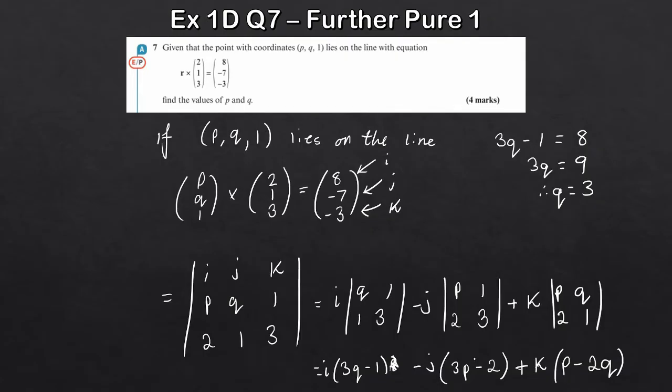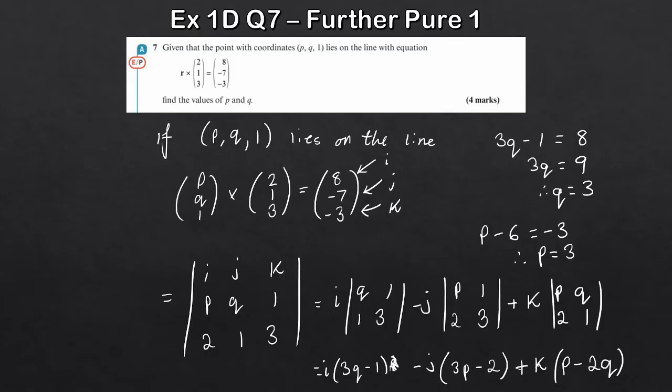You can do the same with either the j one here or the k. Let's do the k, if I don't mess it up. So we're saying that this p minus 2q should be equal to minus 3 here. But remember, we know what q is. Q is 3, so minus 2 times 3, that's minus 6, should be equal to minus 3. Add 6 to both sides, and you'll get p is equal to 3 as well. And that's the question done. That's all we had to do.